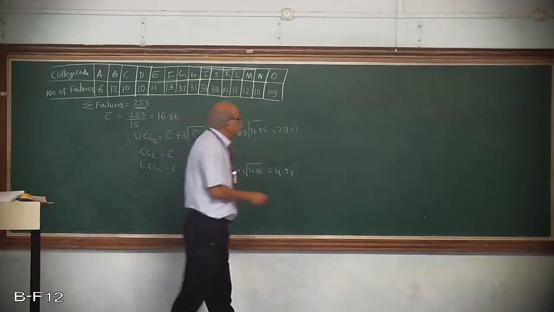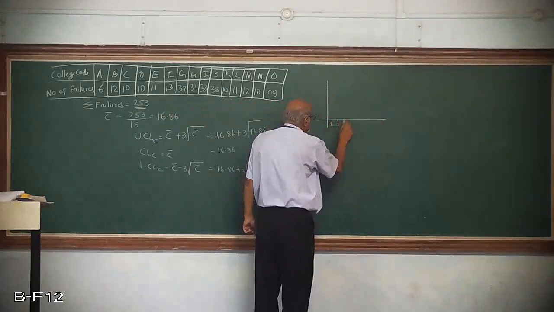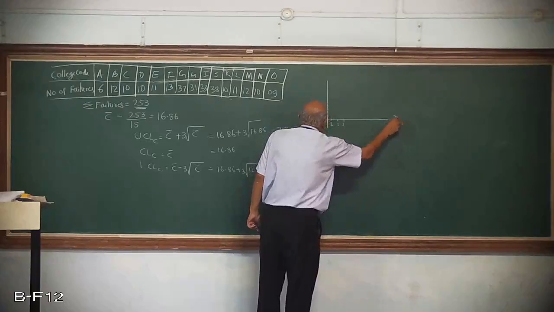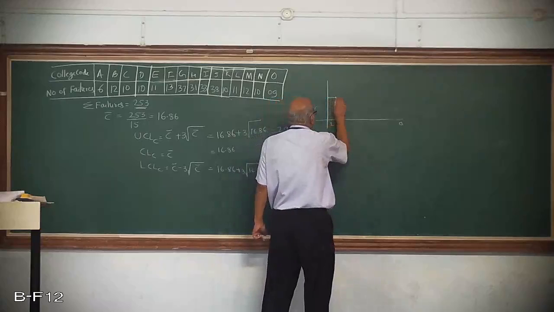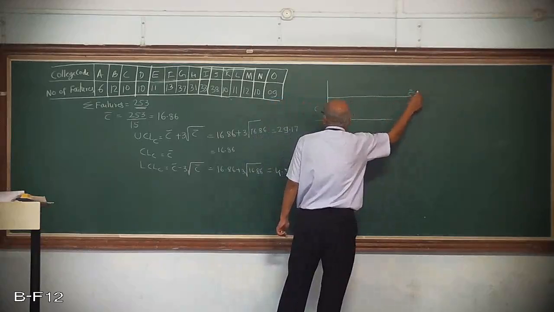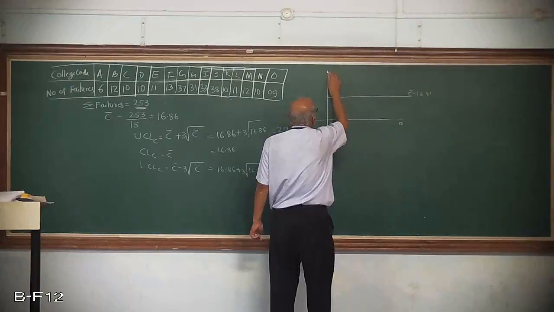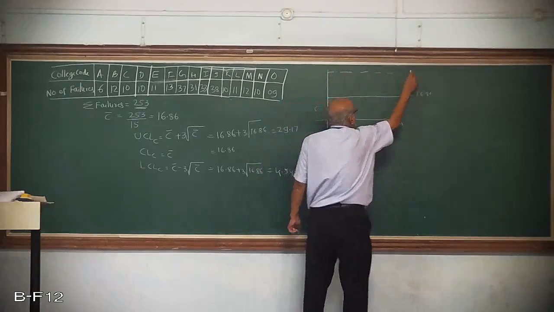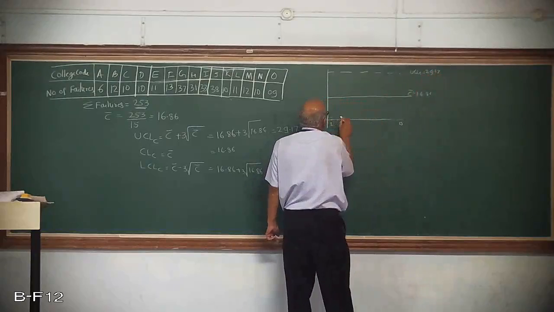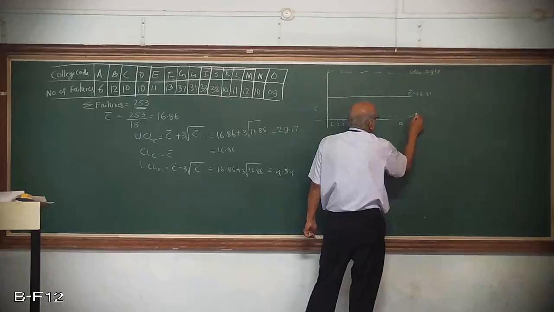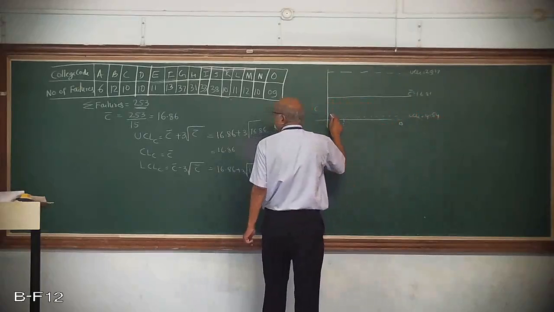Again, the process is same, that is what I told you. If you have to draw the control chart, here is the sample number, 1, 2, 3, up to 15, and here this is the value of C. Here the central line, C bar is equal to 16.86, and the upper control limit is 29.17, somewhere here, and the lower control limit is somewhere here, which is 4.54.